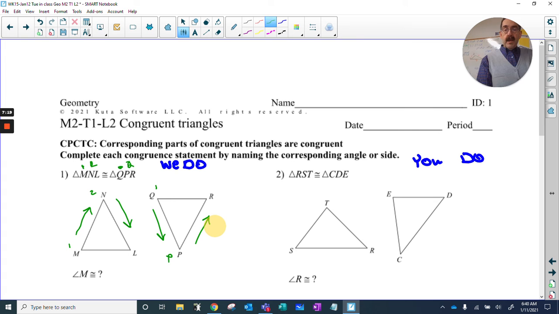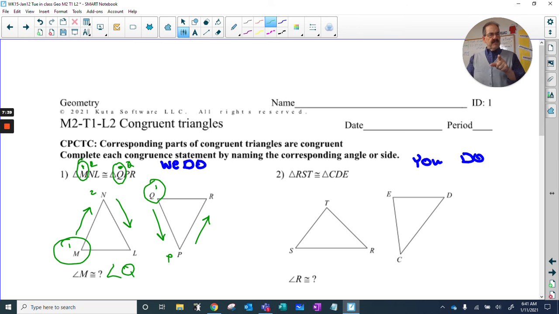Okay? Well, it says find the corresponding angle. M was the starting point. So the starting point of the second triangle is Q. Angle Q. Done. You try the next one. Pause the video, and when you come back, we'll go over it and start the next one.